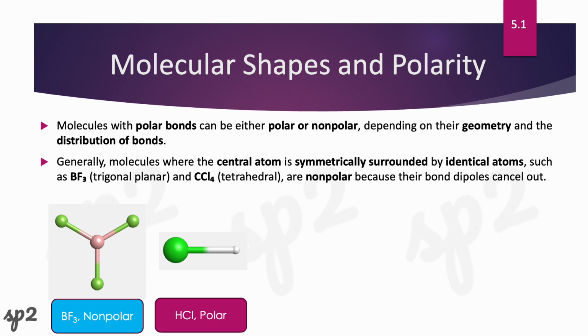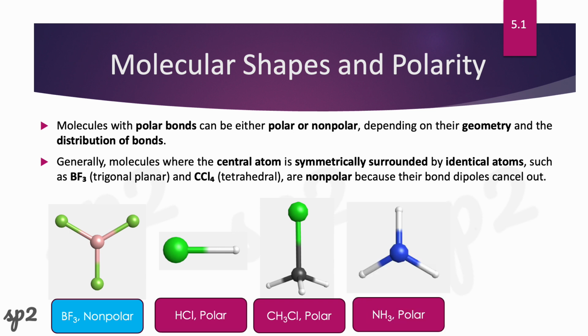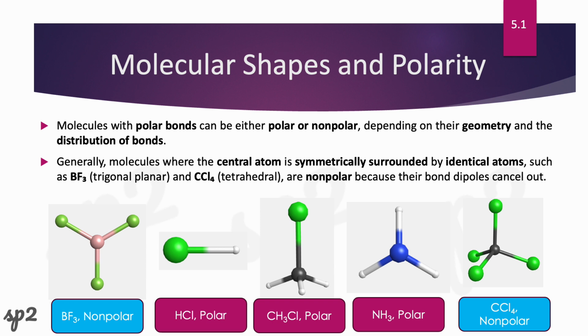HCl, which is hydrochloric acid, is polar. CH3Cl, known as chloromethane, is also polar. NH3 is ammonia, and that is also very polar, right? You've got a lone pair of electrons on your nitrogen. And we also have CCl4, which is carbon tetrachloride, and that one is nonpolar due to the cancellation of all these vectors in our tetrahedral geometry. Excellent. Take a look at our practice on the next page.